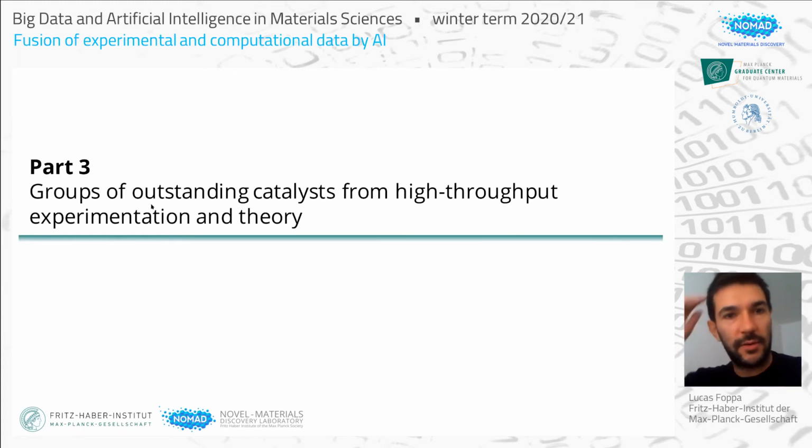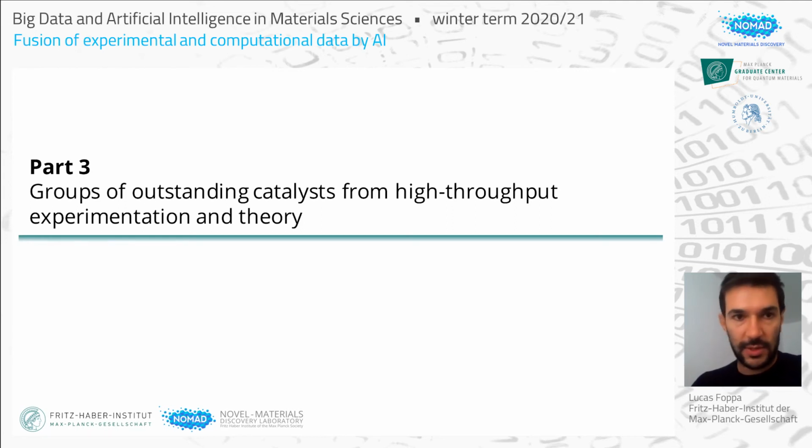Okay, so here I'm going to talk about these groups of outstanding catalysts from high throughput experimentation and theory. As mentioned previously, here we're going to start discussing this idea of having inputs from both experiments and theory. In the previous example, we had just experimental data. Here we're going to have both. This is a different setting compared to the previous example, concerning the amount of materials and the information we have per material.